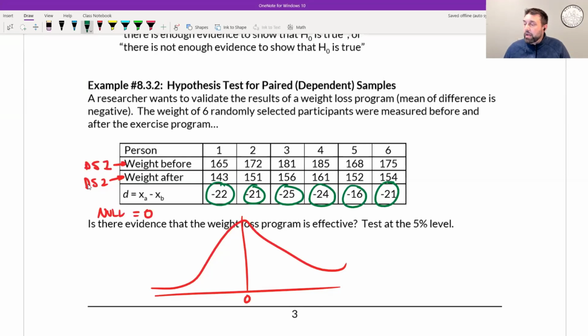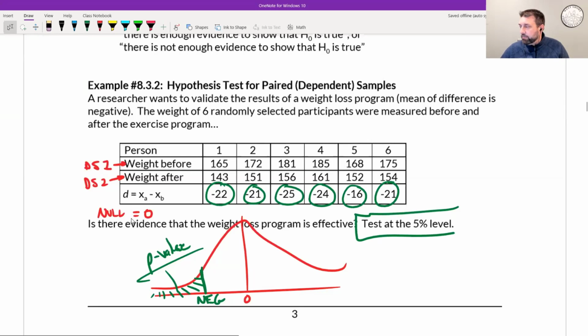Because you subtract them. And so our alternative hypothesis is going to be over here somewhere. It's going to be a negative number. And because of that, we know we're looking for the area to the left. We're looking for this area. This is going to be the p-value we're going to use to compare to our significance level. And our significance level is 5%.